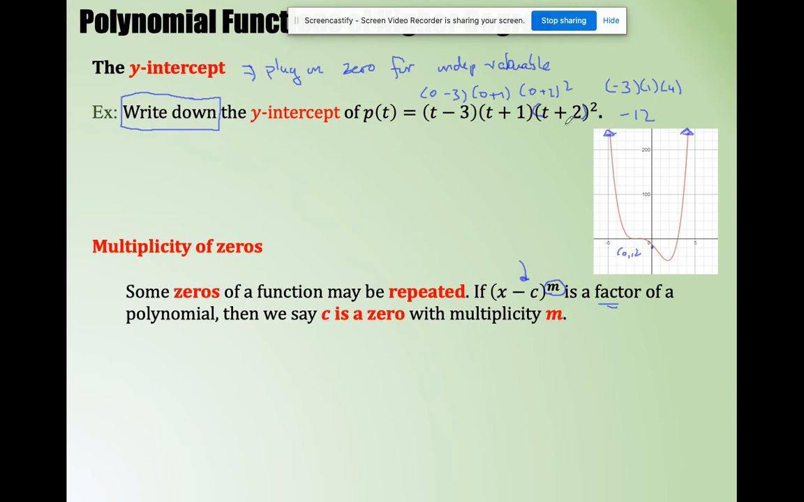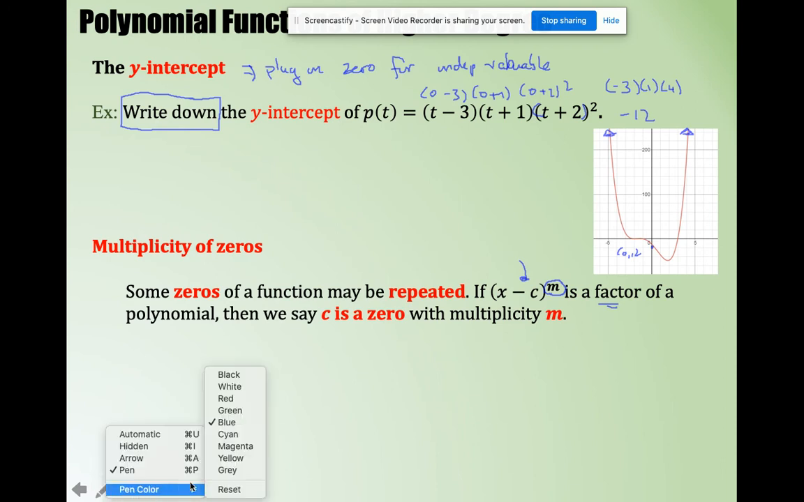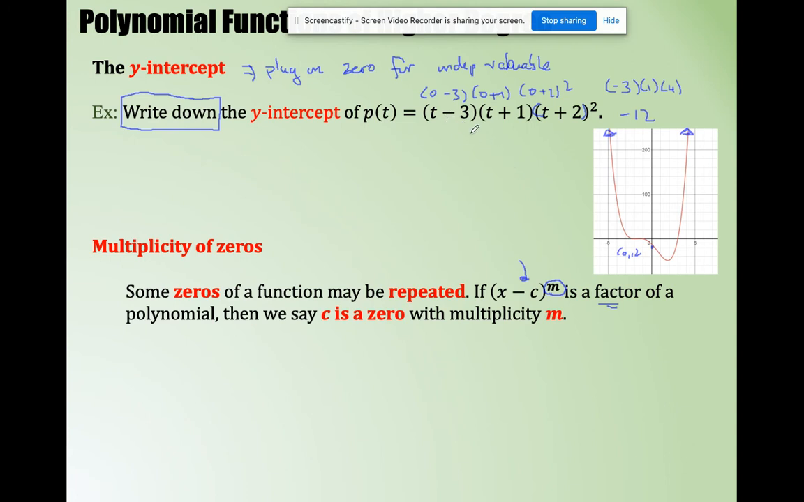So up here in my polynomial P, I can already see that there is a 0 at 3, right? To find the y-intercept, you plug in 0 for t, but to find the x-intercept, you need to know what creates 0. How do I get 0 over here? Well, if t is equal to 3, I get 0. If t is equal to negative 1, I get 0. And if t is equal to negative 2, I get 0. But negative 2 is a repeated root.